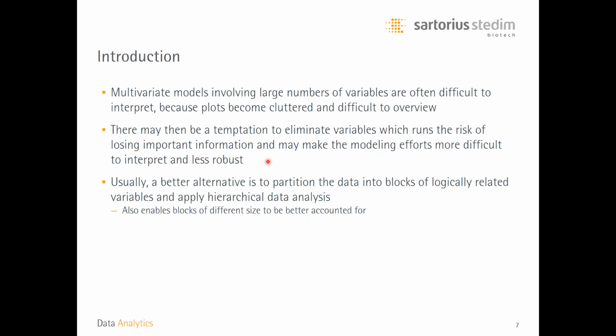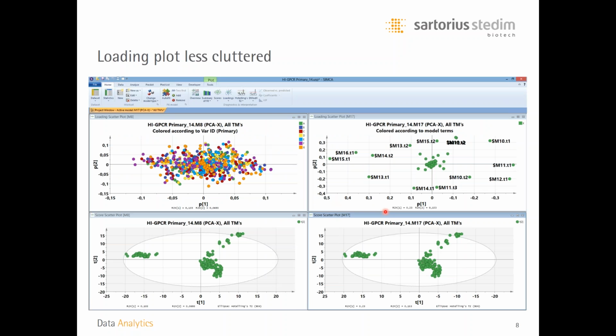A better alternative is usually to divide the data into smaller blocks of variables where the variables have a logical relation between them, for instance that they are created based on the same generating background mechanism. Another positive asset with this is that it also enables blocks of different sizes to be better accounted for and better balanced.